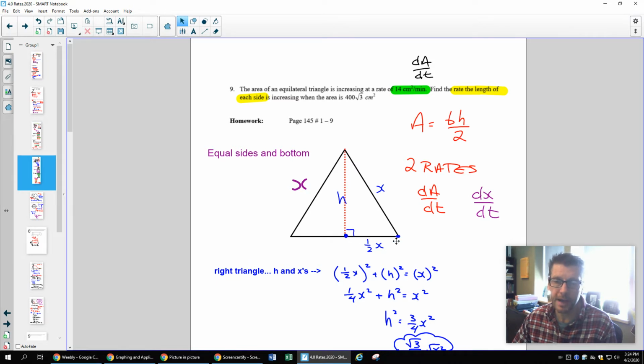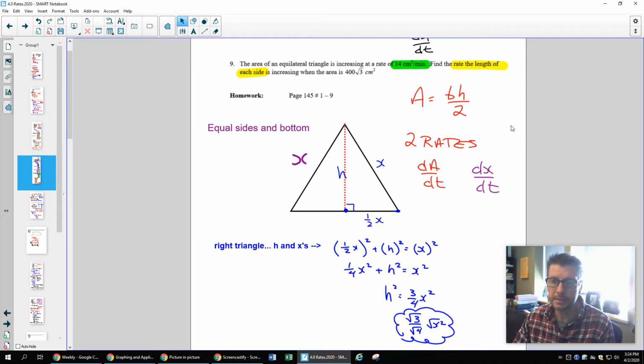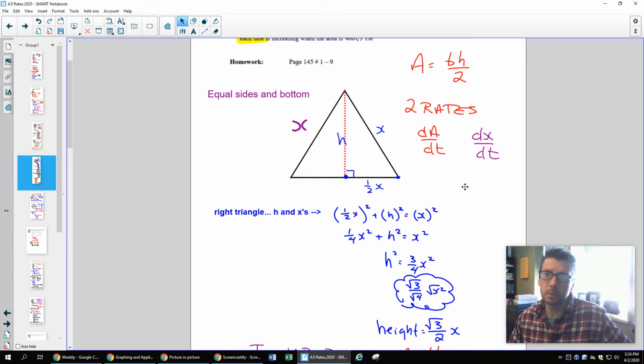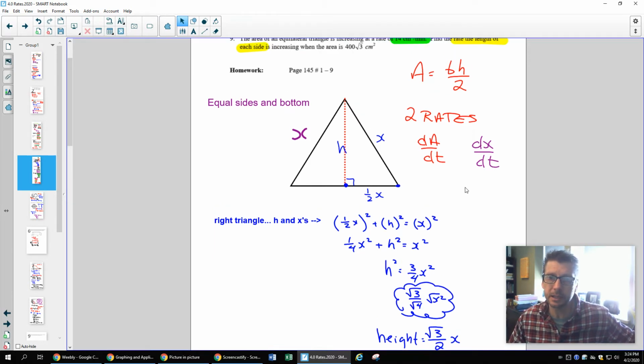Half the bottom would be half x. Anyways, area of a triangle. The area of a triangle is base times height divided by 2. Now, our problem only has 2 rates in it, yet we have 3 variables. So like the last problem we talked about, we have to be able to relate base and height to each other somehow because we want to keep the area in the problem. So base is probably what we want to keep because base also represents the length of a side. So how do you get rid of height?